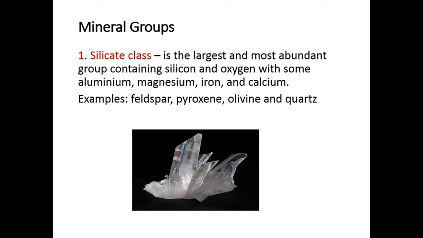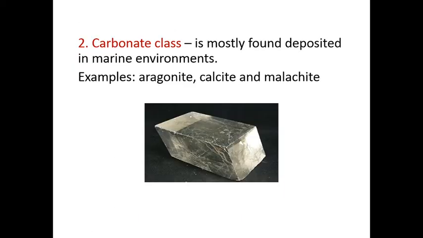Then we have also the carbonate class. It is mostly found deposited in marine environments. We have the aragonite, the calcite, and the malachite. So meaning, this carbonate underwent cementation and compaction of the sediments coming from dead organisms in the marine environment. Because of compaction and cementation, these minerals are formed.